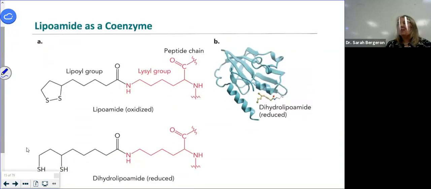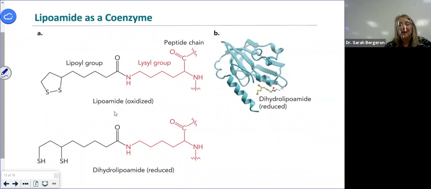Here's an example of our coenzyme, but this is a coenzyme that is actually linked to our molecule, right? So this is lipoamide. So here we have a lipo group that's actually connected to, here's our polypeptide chain. What functional group, what side chain are we looking at here?